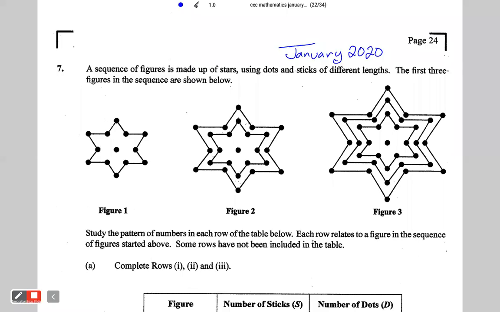All right. So this says question, this is January 2020. Question 7, it says a sequence of figures is made up of stars using dots and sticks of different length. The first 3 figures in the sequence are shown below.